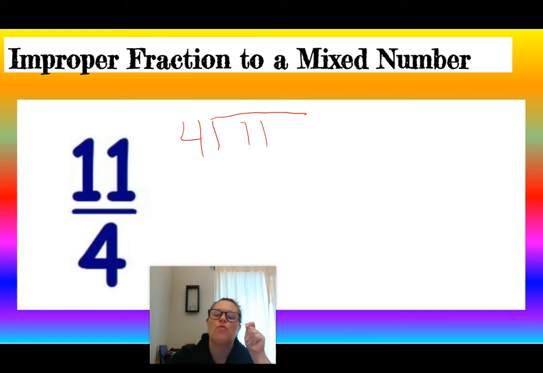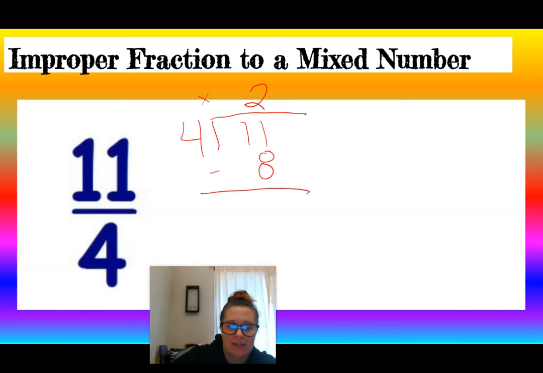So I got to think. 4 plus 4 is 8. Well, 8's less than 11, so that's good. Add 4 more, 12. Ooh, that's too many. So I know 4 goes into 11 at least 2 times, 2 whole. So I put my 2 on top. Once my 2 is on top, I multiply it. 2 times 4 gives me 8.